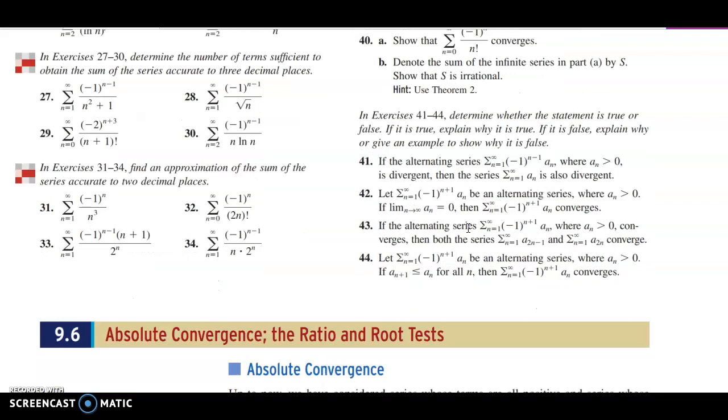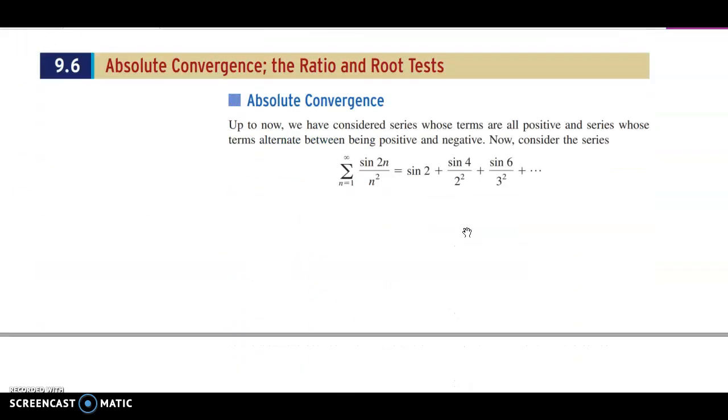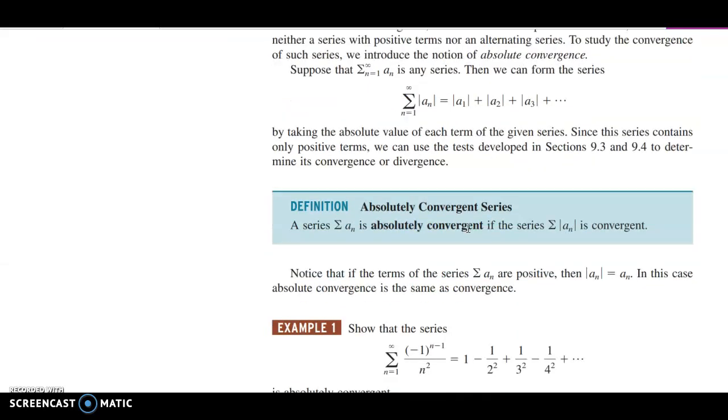Next, we will study about absolute convergence and conditional convergence, the ratio test, and the root test. Absolute convergence means absolute, the modulus sign actually. So absolute convergence means if the series sigma mod an is convergent, then we say that sigma an is absolutely convergent.